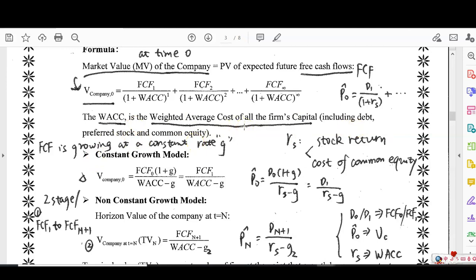For dividends, we only discount using the cost of equity. Here we have to use a comprehensive measure because we're discounting free cash flow. So we are using the cost of capital. It's the weighted average of the cost of debt, cost of preferred stock, and cost of common equity.